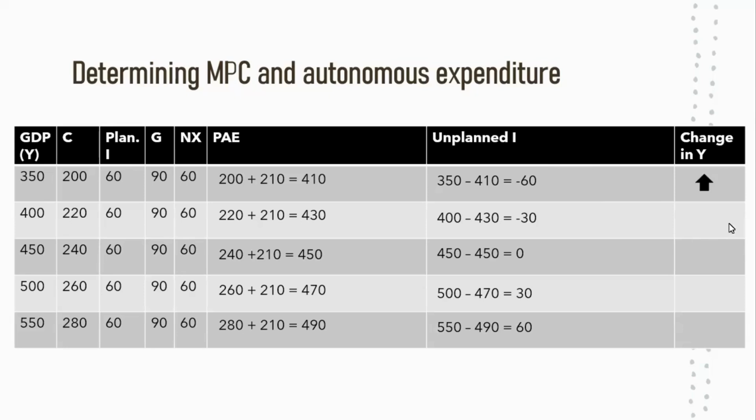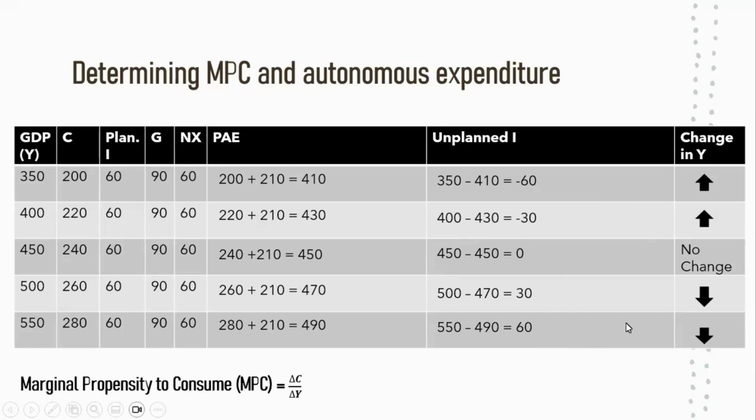Now, we are going to see how the change in Y is here. And we see that Y is going to increase on these two. And then there will be no change due to the unplanned investment of 0 here. And these would decrease.